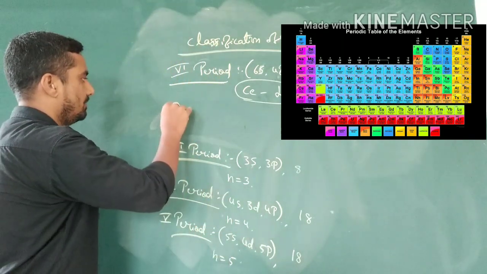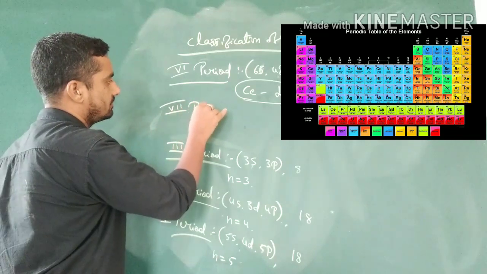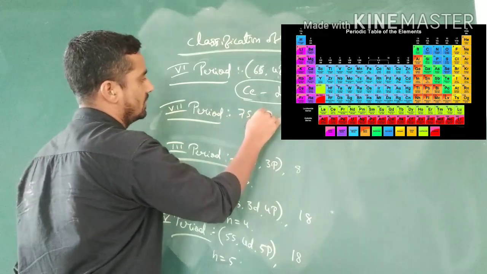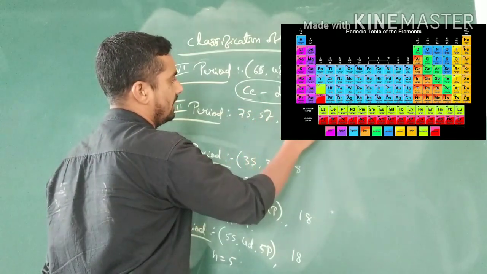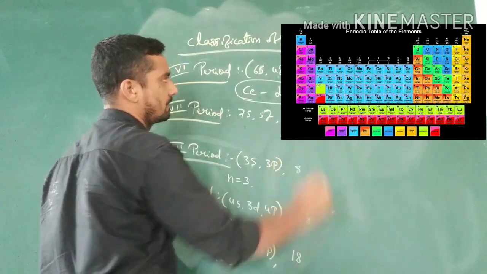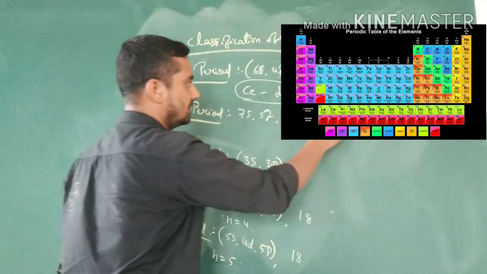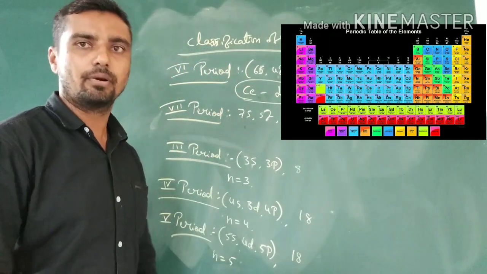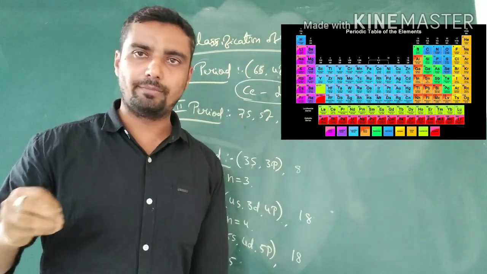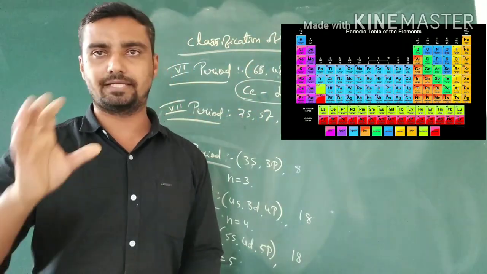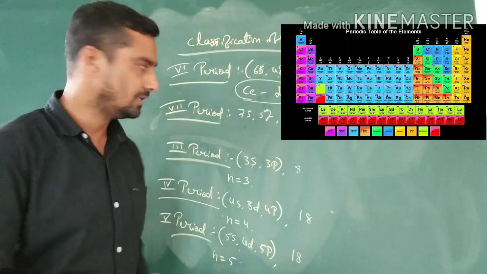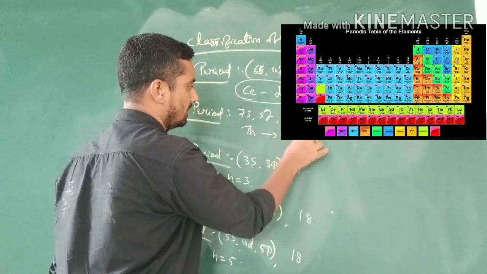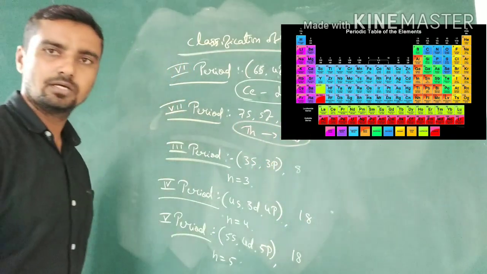Come to the seventh period. Here it is 7s, 5f, 6d and 7p. This period also contains 32 elements, but 14 elements have been removed and placed at the bottom of the periodic table. They are called actinides. It starts from thorium and ends with lawrencium.